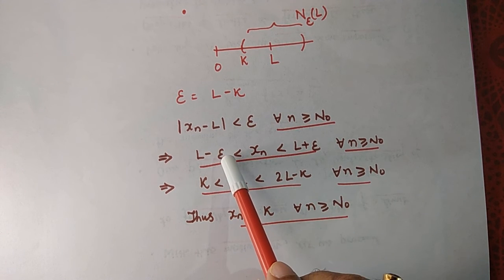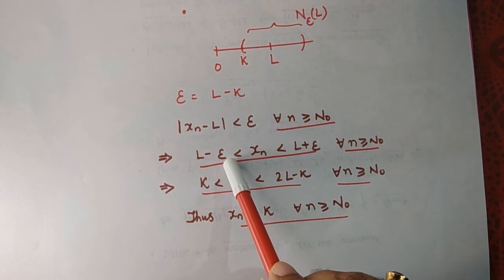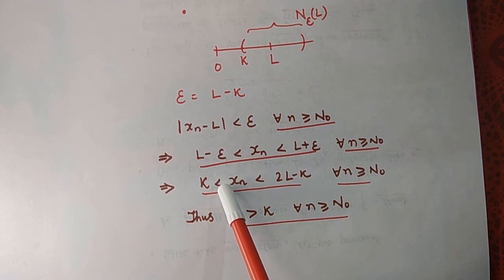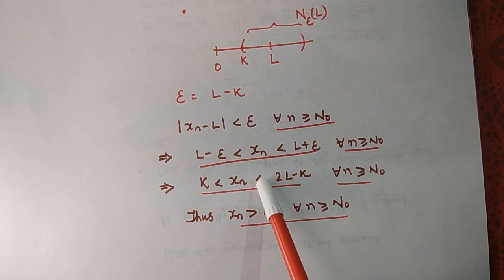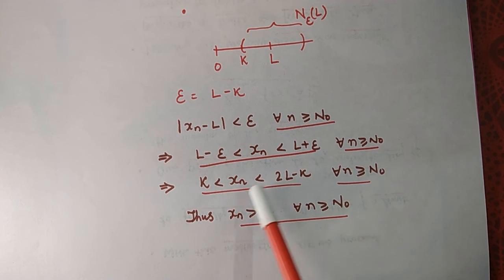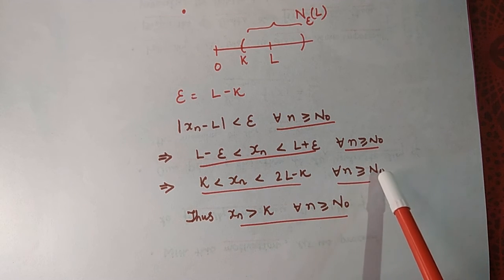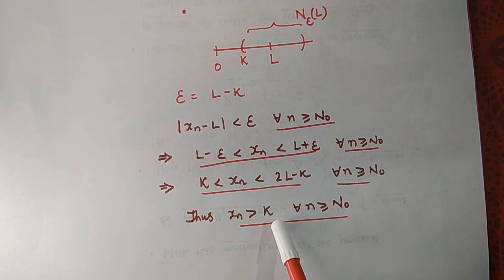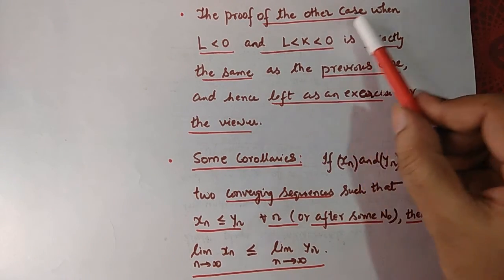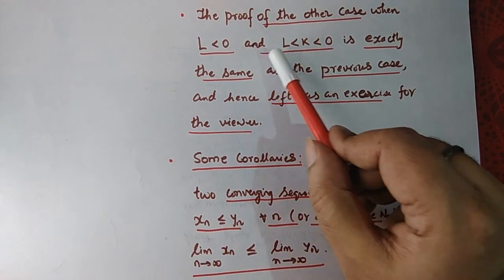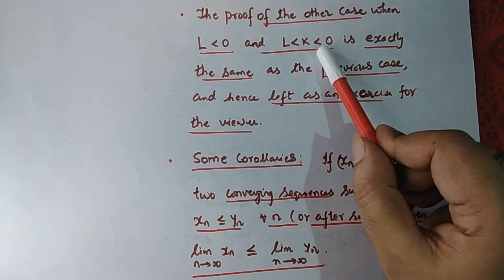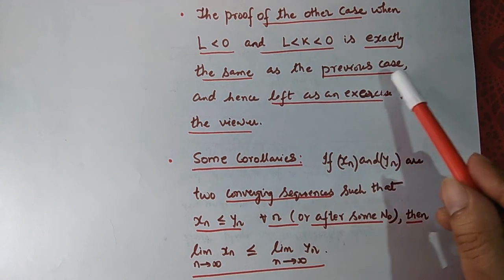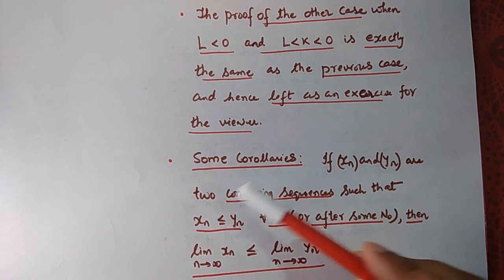Now substituting L minus k in place of epsilon, we get k is strictly less than xn, strictly less than 2L minus k. Now, from the first half of the inequality, it is clear that for all n greater than equal to n naught, xn is strictly bigger than k, which is exactly what we wanted to show. The proof of the other case, when L is less than 0 and k is some number between 0 and L, is exactly the same as the previous case and is left as an exercise for the viewer.